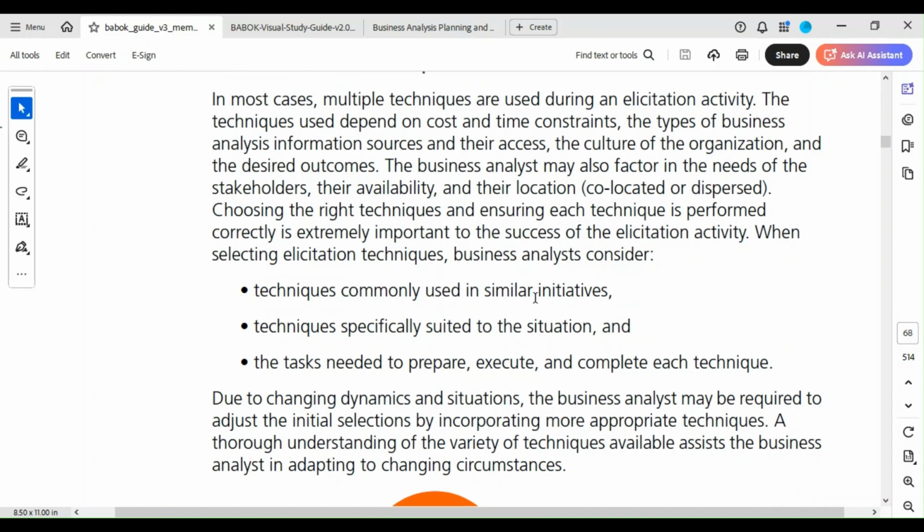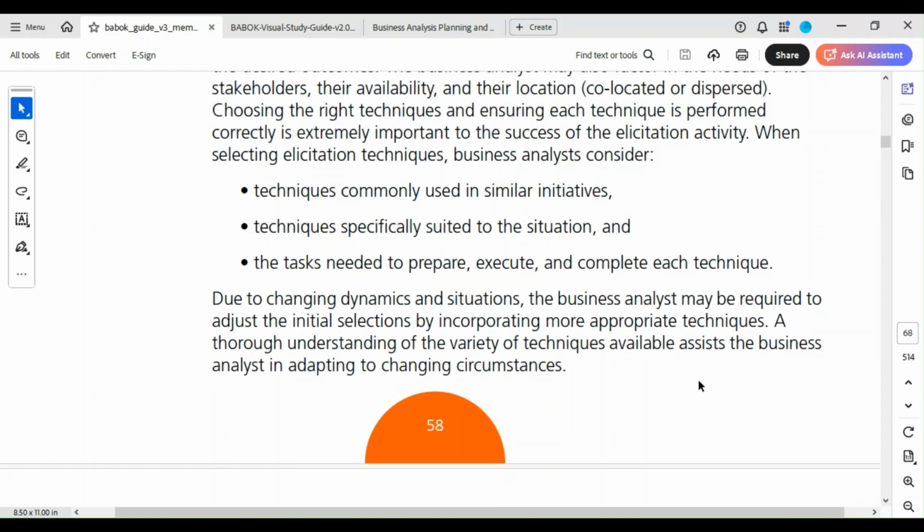For example, if your stakeholders are dispersed, you have to use workshop, you have to use Teams, and maybe some people would also join physically, okay? Or if there are so many, you have to use survey. The tasks needed to prepare, execute, and complete each technique.